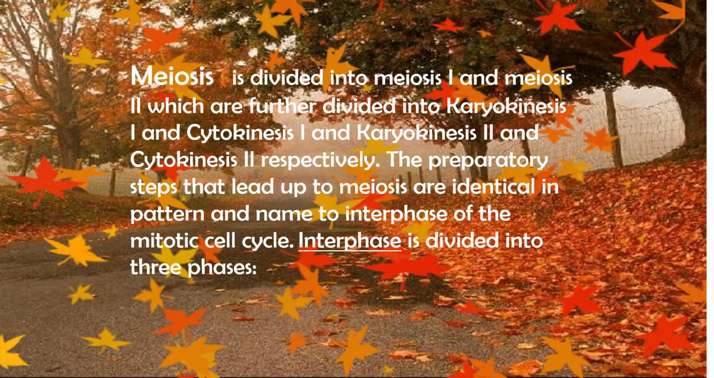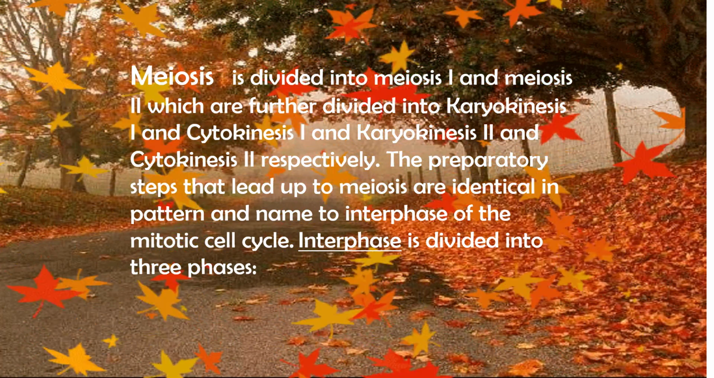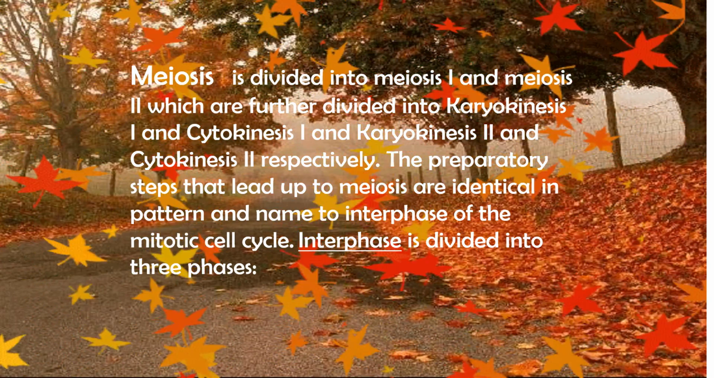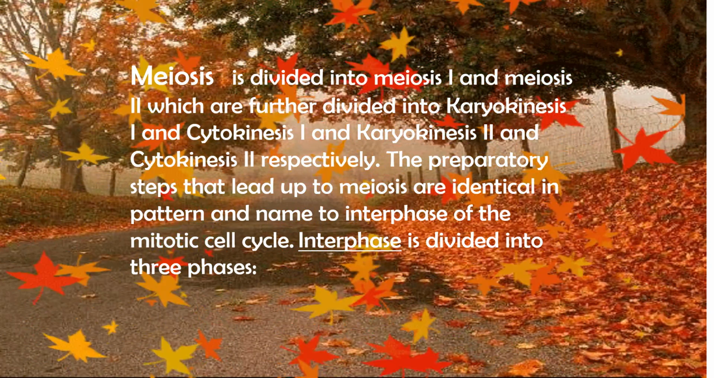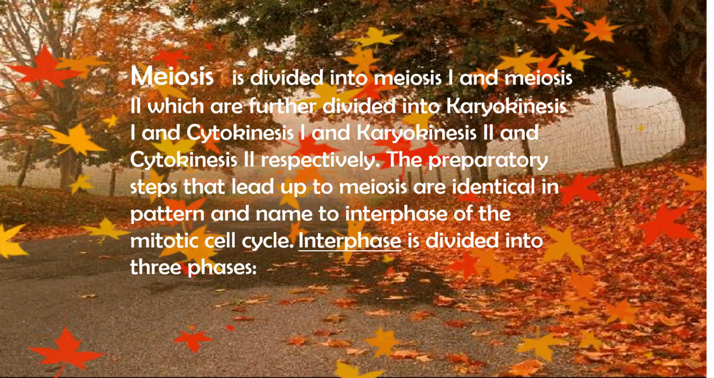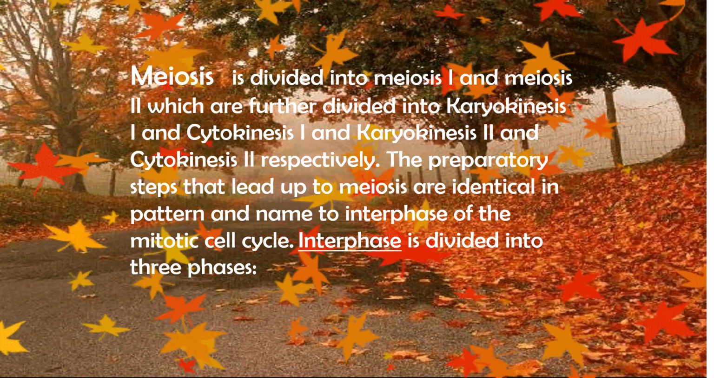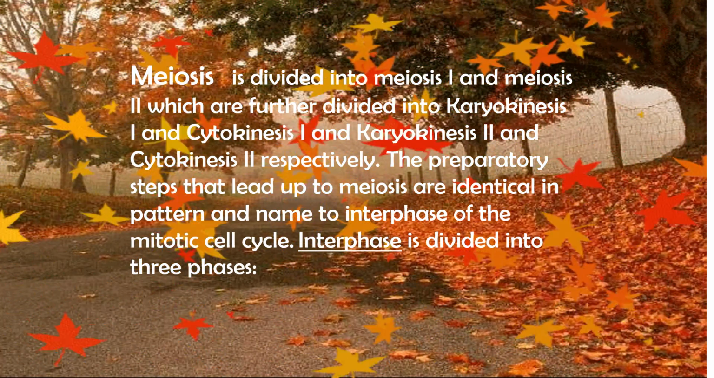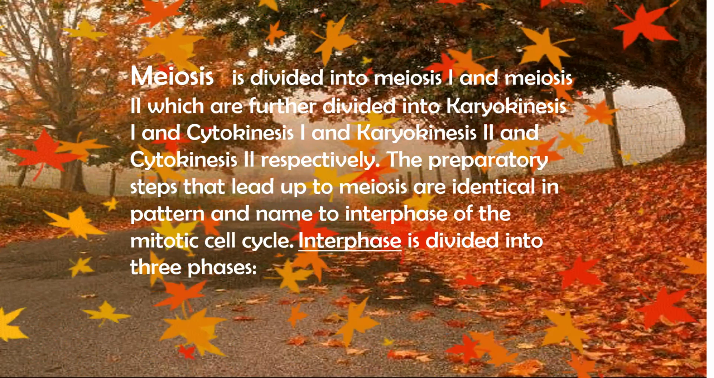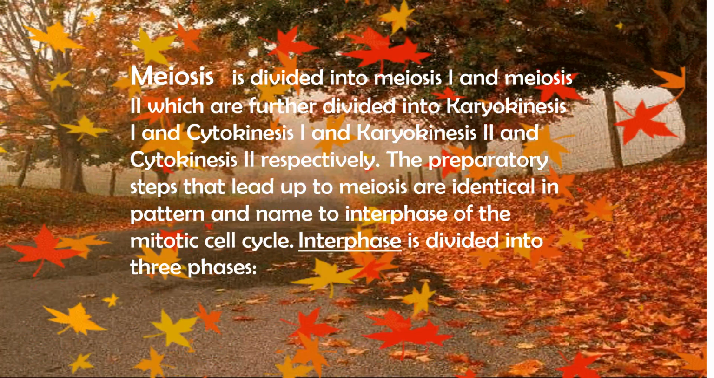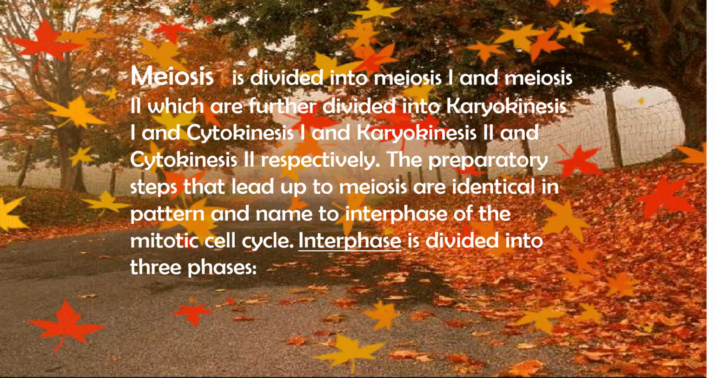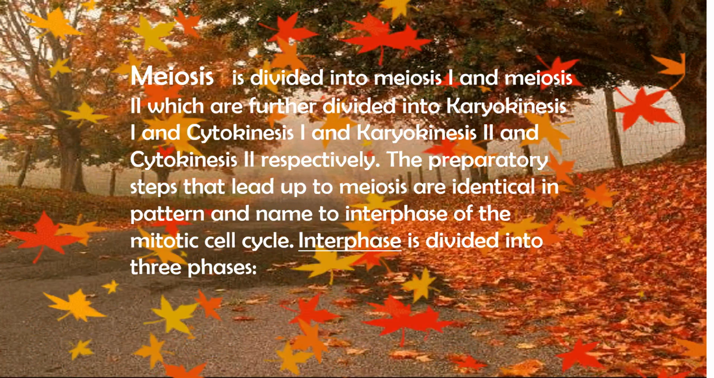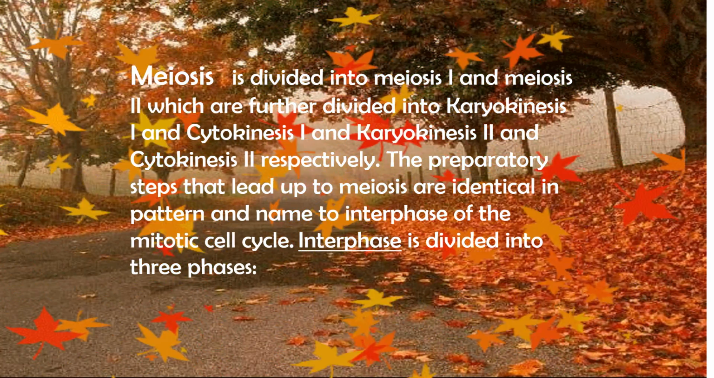Meiosis is divided into meiosis 1 and meiosis 2, which are further divided into karyokinesis 1 and cytokinesis 1, and karyokinesis 2 and cytokinesis 2 respectively. The preparatory steps that lead up to meiosis are identical in pattern and name to the interphase of the mitotic cell cycle. Interphase is divided into three phases.